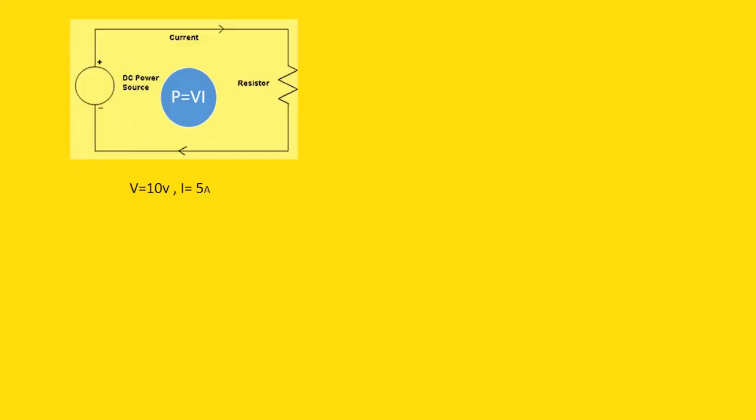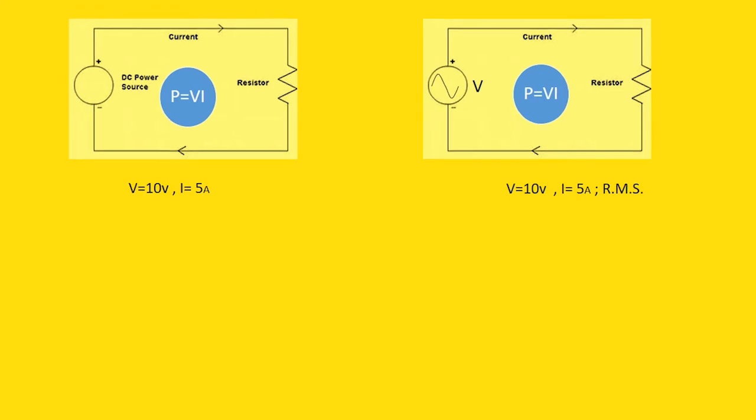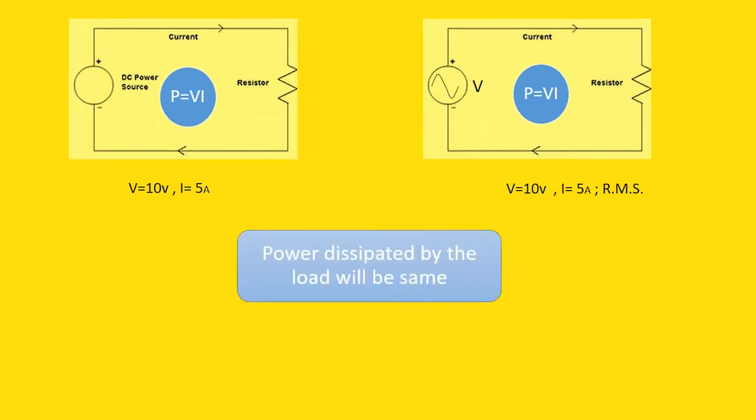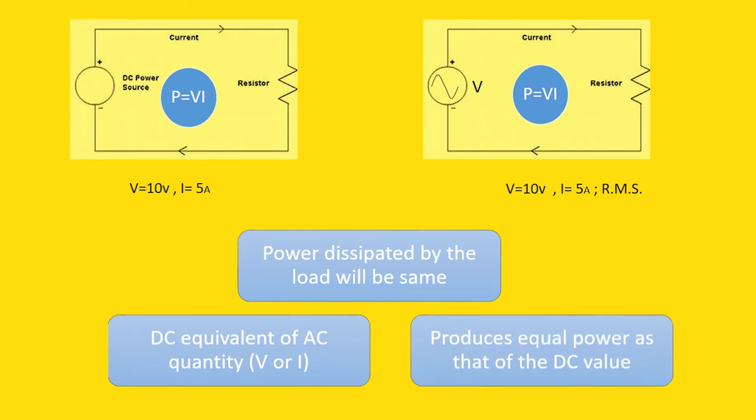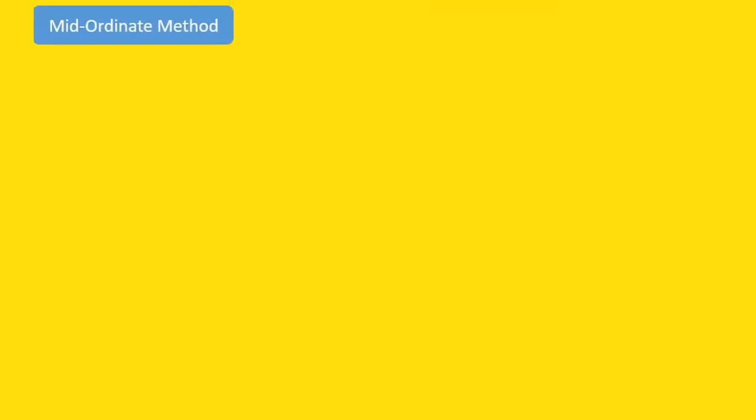Now, if we calculate the power consumed by the load of same magnitude for AC and DC system having same supply voltage, we see that the result is same for both circuits. Hence, RMS value can be defined as the DC equivalent of AC quantity, which produces equal power as the DC value. To find the RMS value, we again use the mid-ordinate and analytical method. Let's look into the mid-ordinate method first.